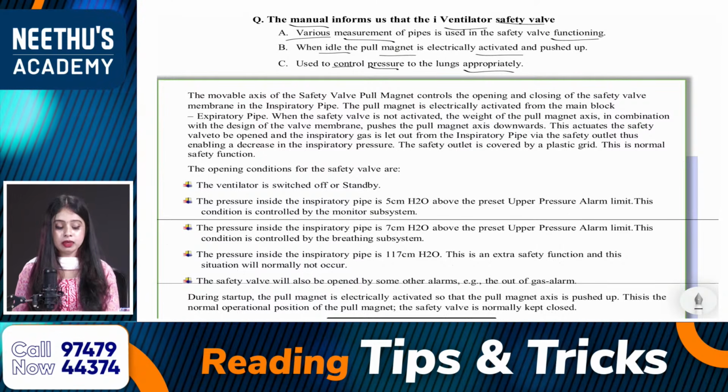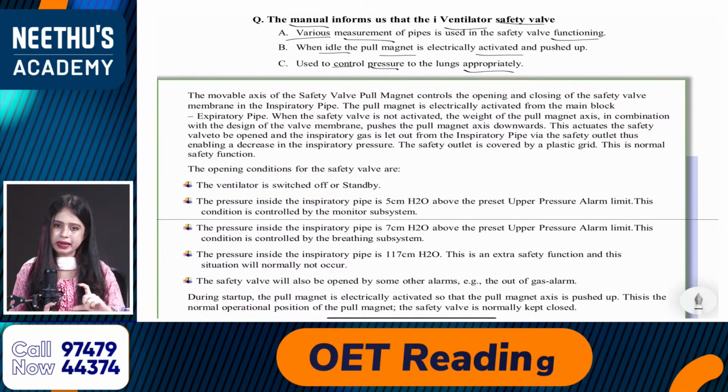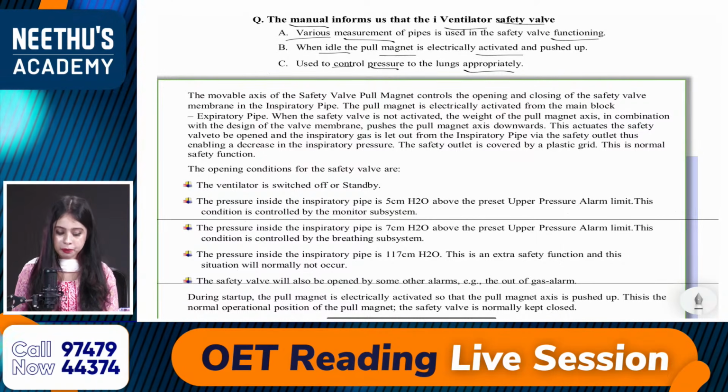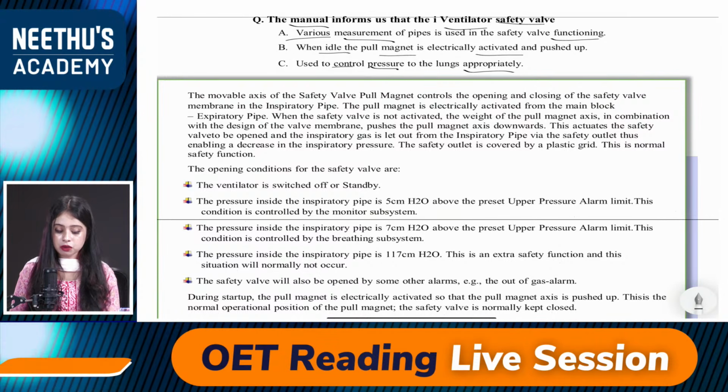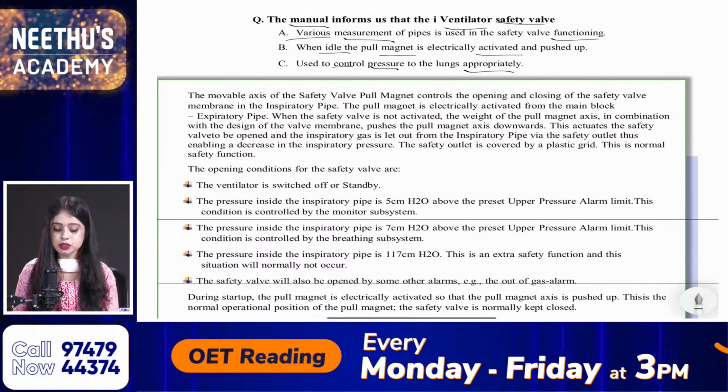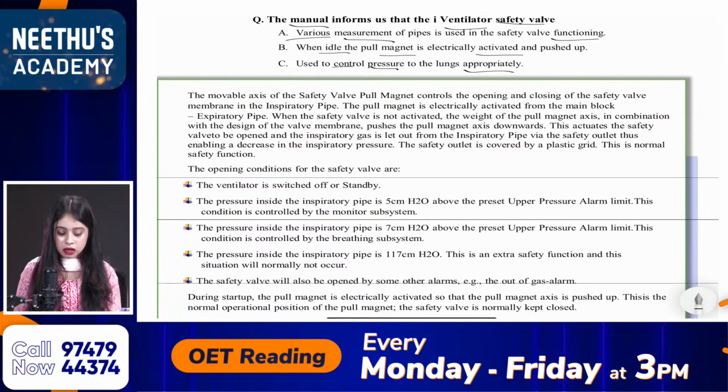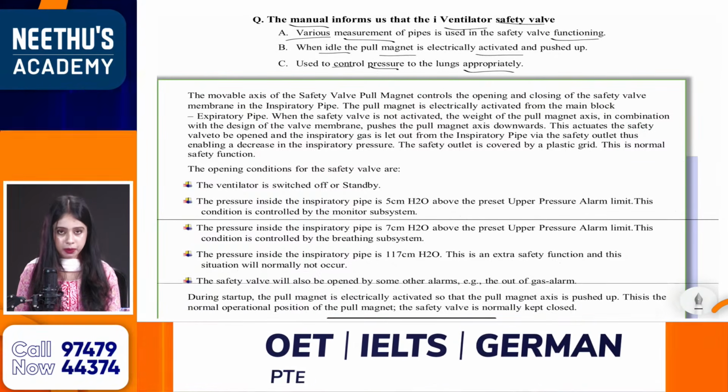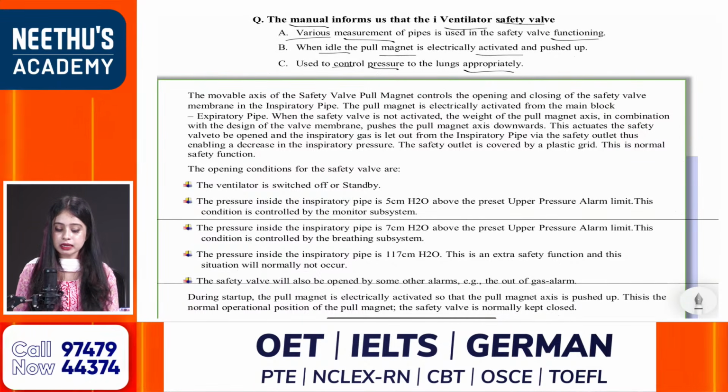Coming to the paragraph, a little bit lengthier paragraph, but let's read. The movable axis of the safety valve pull magnet controls the opening and closing of the safety valve membrane in the inspiratory pipe. The pull magnet is electrically activated from the main block expiratory pipe.